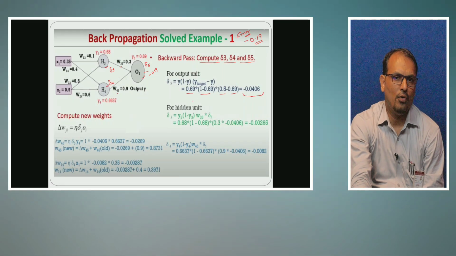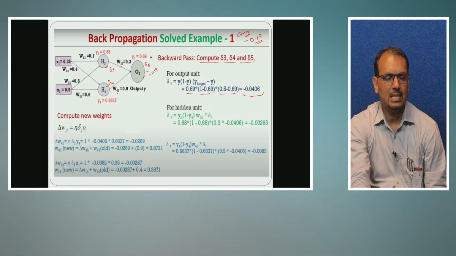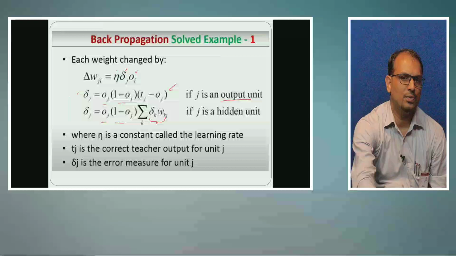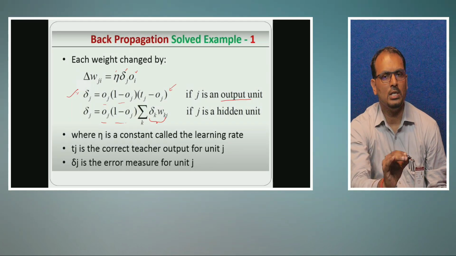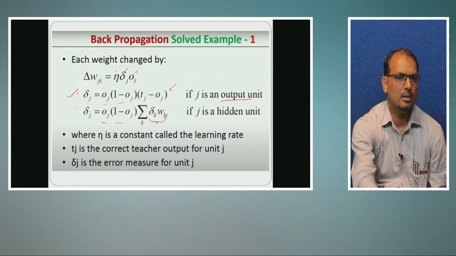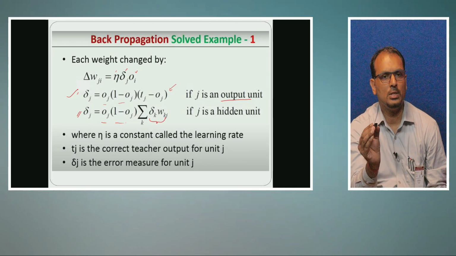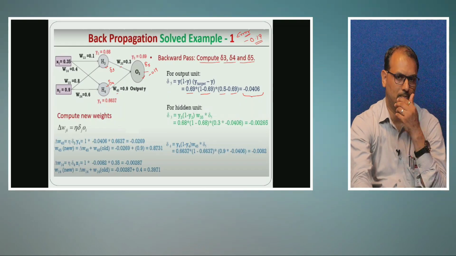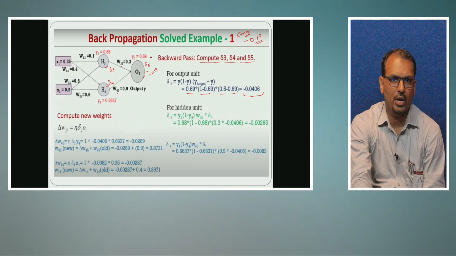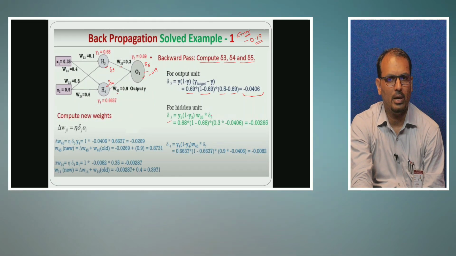Now for the hidden unit, for delta 3, in the last slide I mentioned two formulas and I am going to use both of them. This one is for when your node is present at the output layer, and this one is for when your node is present in the hidden layer. Now just have a look here. Delta 3 is nothing but y3 into 1 minus y3 into w35 comma delta 5.